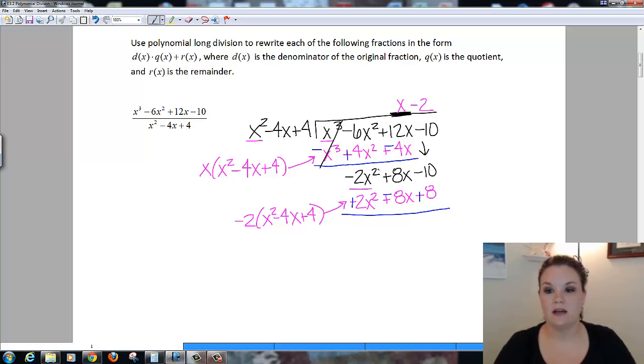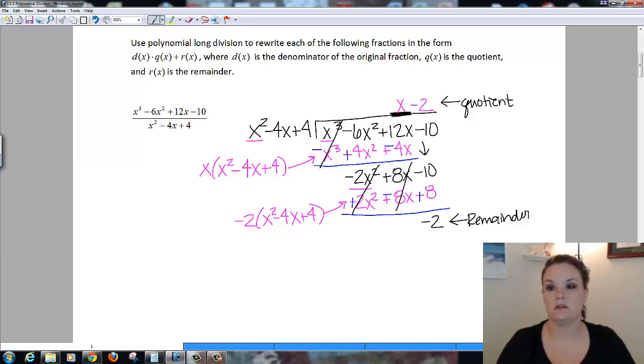So when I combine down, my x squareds cancel, my 8x and negative 8x cancel, and notice all I'm left with is negative 2. So this right here is my remainder. Okay, this up here is my quotient. And then my two originals are my d of x. This is my d of x. And my divisor is my p of x.